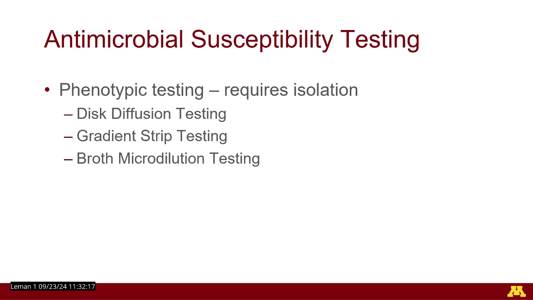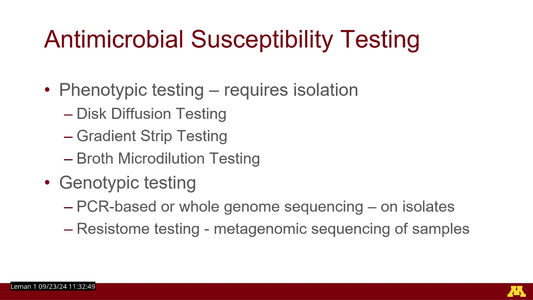All right, so when we talk about AST, there are different ways to do it. The ones that we're probably most common with are the phenotypic methods. So this requires that we isolate the bacteria and then we subject it to some sort of selective pressures. That could be disk diffusion testing, gradient strip testing. There's broth microdilution testing. There are some other methods out there that use MALDI-TOF and incubation with antibiotics. I'm not going to get into those because they're not in widespread use, and so we won't spend a lot of time on that. But recognize that there are also other ways to look for antimicrobial resistance.